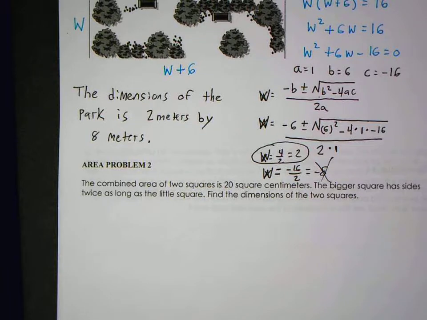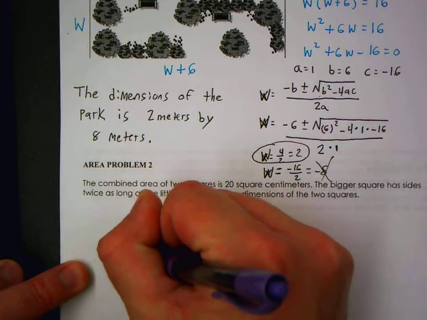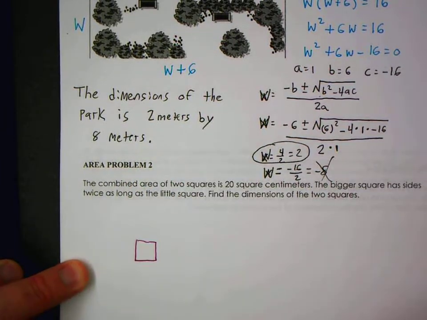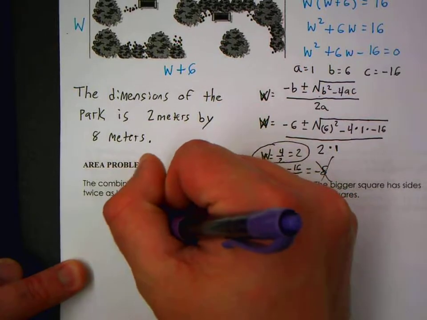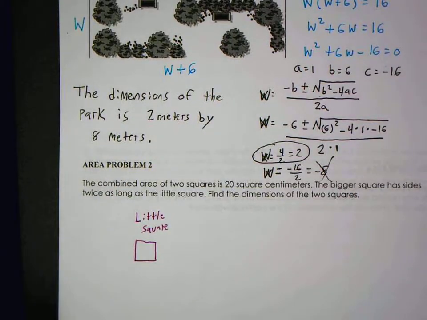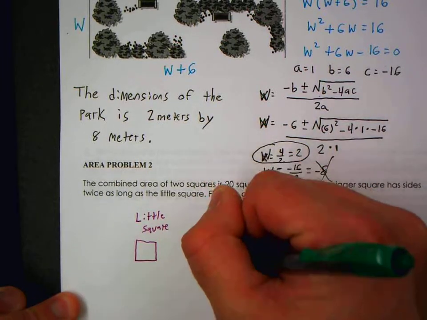The combined area of 2 squares is 20 square centimeters. The bigger square has sides twice as long as the little square. Find the dimensions of the 2 squares. So, reading the problem, we have 2 squares. We have a little square, and a big square. All right, bigger square. So it's got to be a little bit bigger.